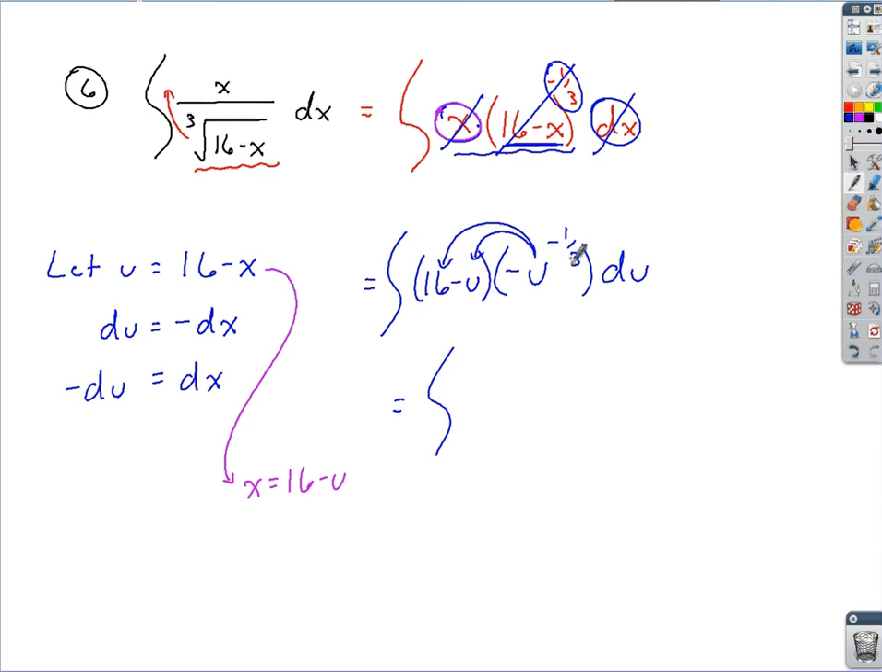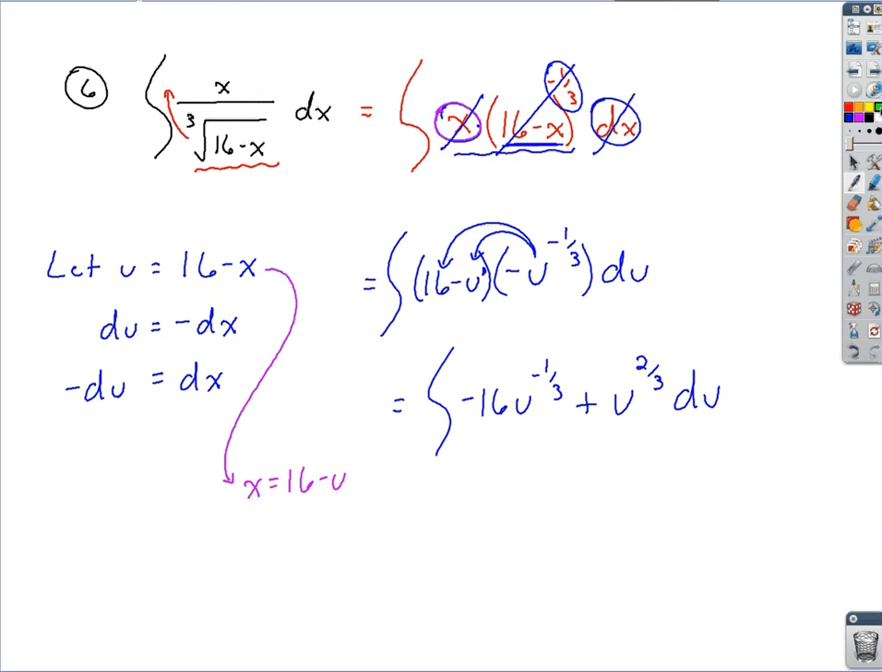I've got the negative u to the negative 1/3 times 16. That's negative 16 u to the negative 1/3. I've got the negative u to the negative 1/3 times negative u. That becomes positive u. Add your exponents, so power 1 here and negative 1/3 go together to give me 2/3. And then we've got our du at the end because, again, we haven't taken the antiderivative yet. We're still in the simplifying stages.